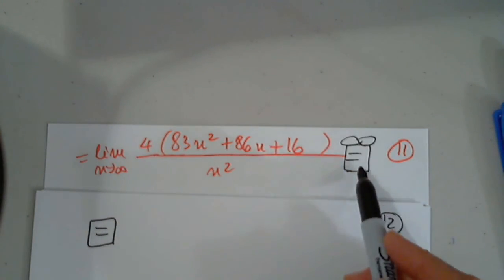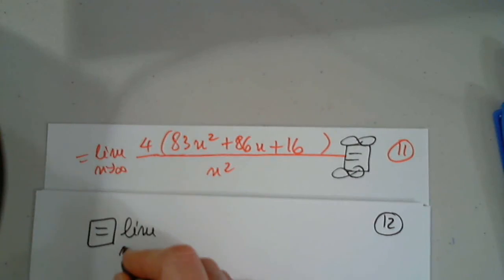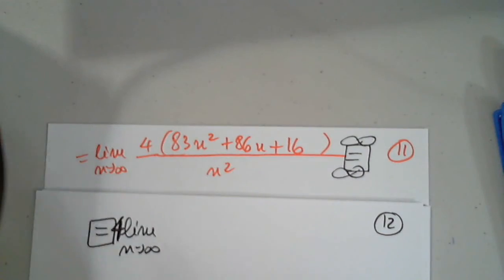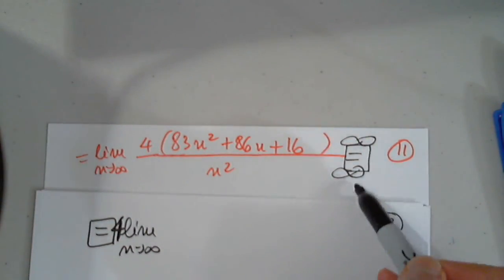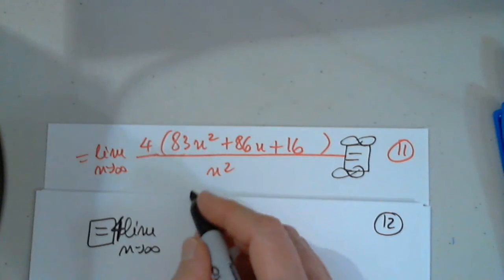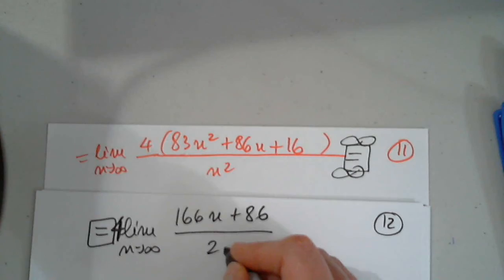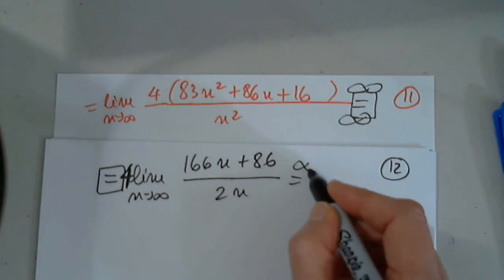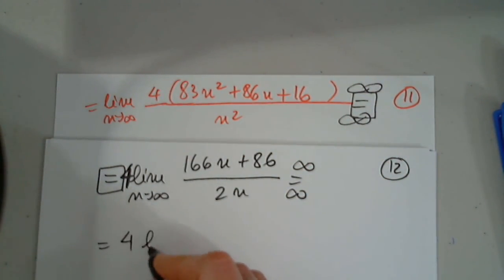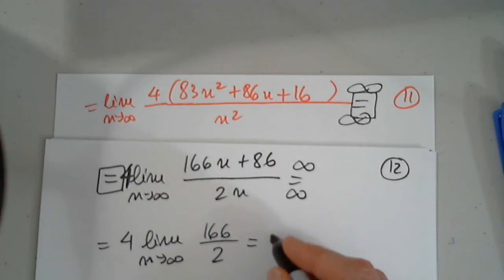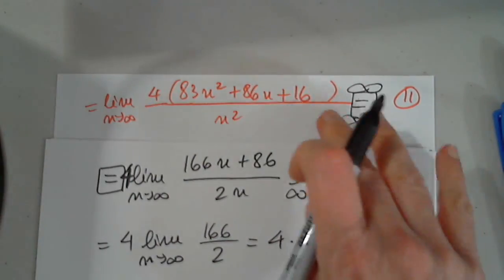From this situation, from this step, I will continue here. So I know it's infinity over infinity, so then I have limit as n approaches infinity, and I put a 4 in front. It's a constant. You can wait patiently. So I differentiate the top because it's infinity over infinity, and I get 166n plus 86 divided by 2n. It's again infinity over infinity, so I have 4 times the limit as n approaches infinity. I differentiate the top and I get 166. I differentiate the bottom and I get 2. And this is 83. So it's 4 times 83, which is the same thing, 332.